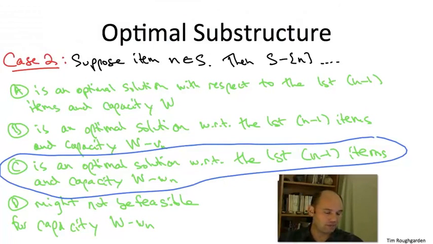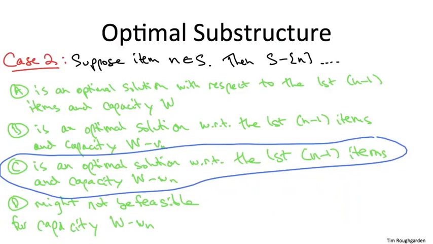Part D, if you are worried about feasibility at any point, so if you take capital S and remove the nth item, what have you done? You've taken a set of items whose size was at most capital W by feasibility of S, and you've removed an item with size w_n from it, so what remains has total size at most capital W minus little w sub n. So S minus n would indeed be feasible for this residual knapsack capacity, capital W minus little w sub n.